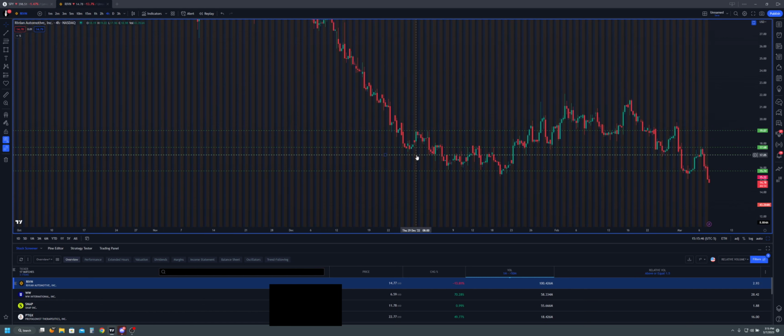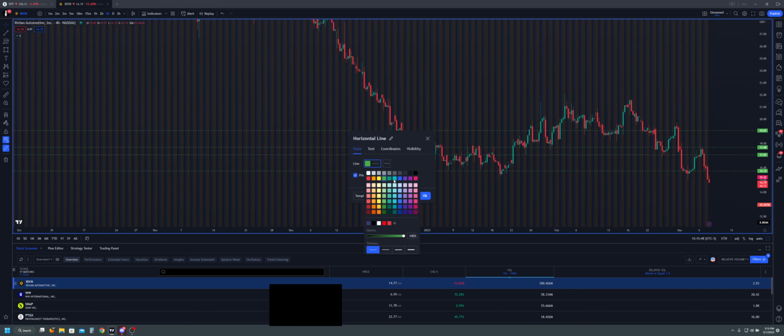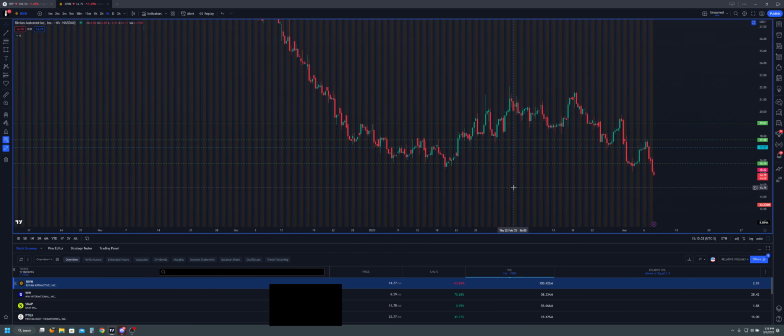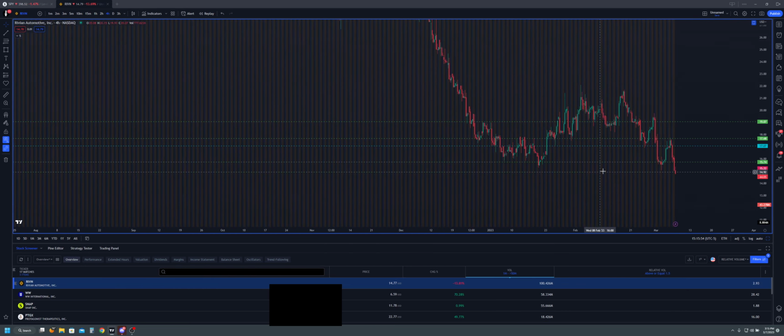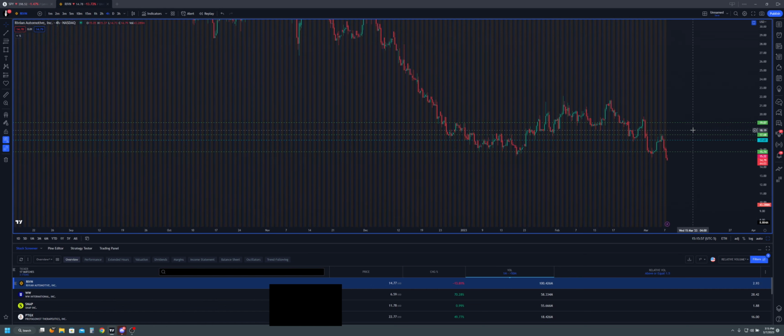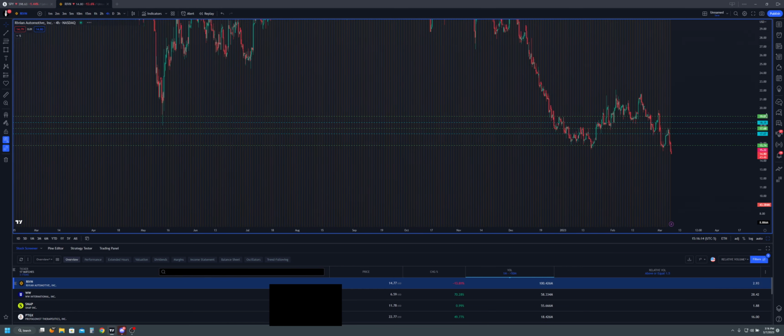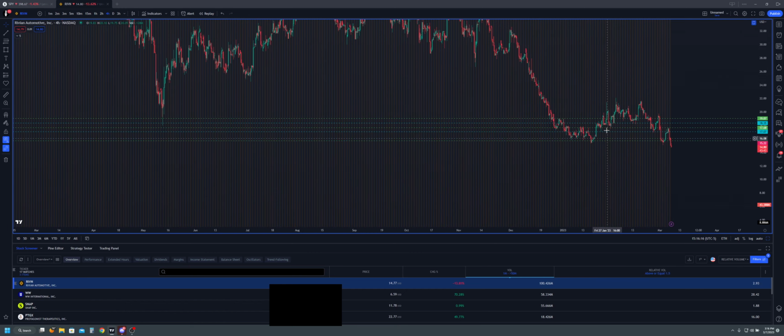So my 4 hours, I changed those to like baby blue. And I can see that there's another level here. It's basically connecting this with the top of this. I just connect it like that. It has a nice little pivot point. But that's basically how I draw my support and resistance.